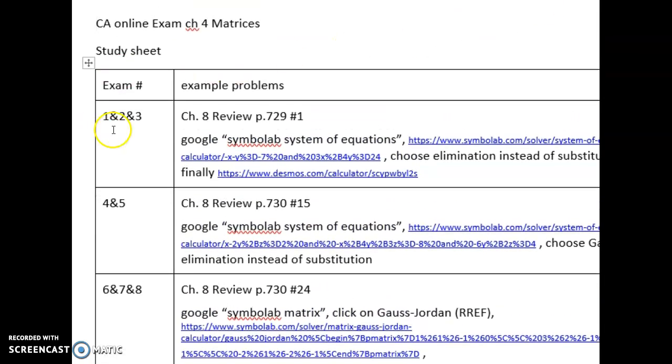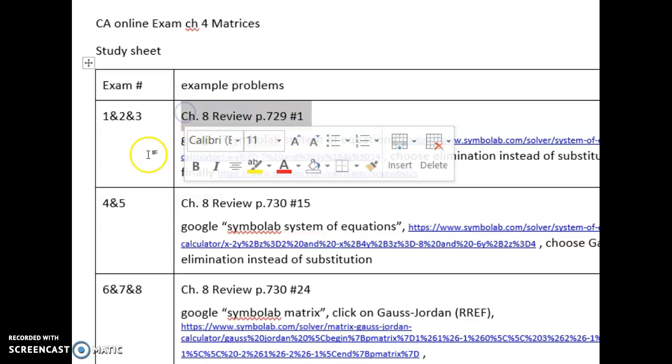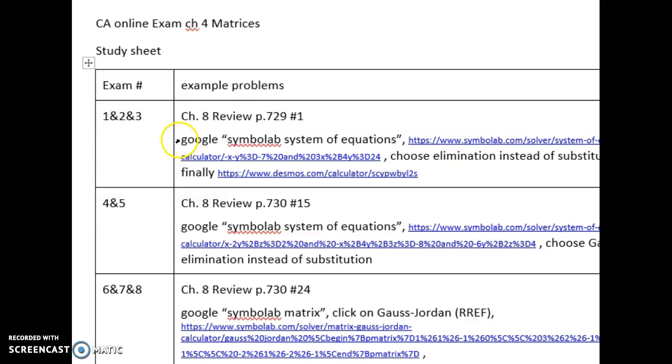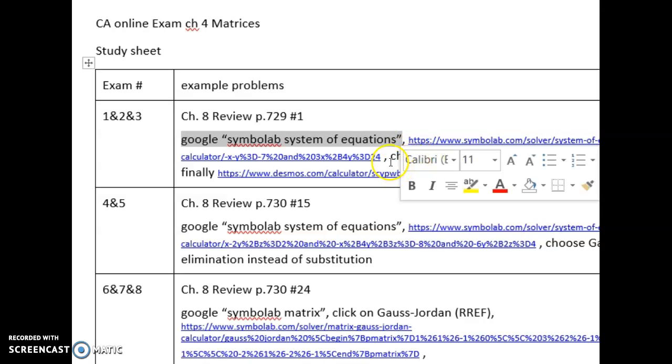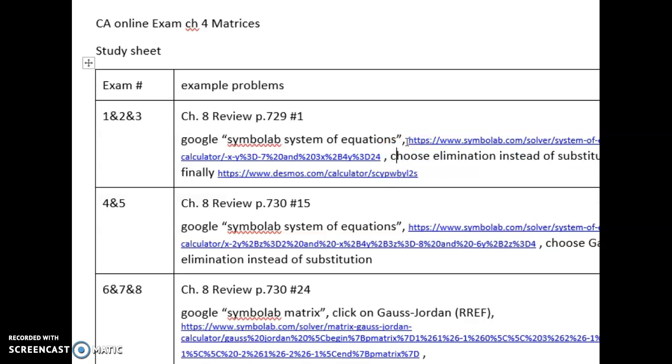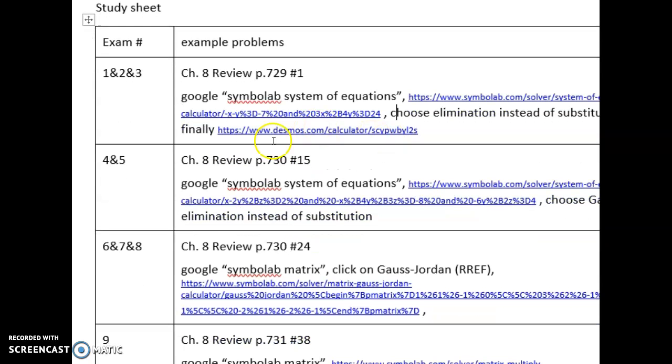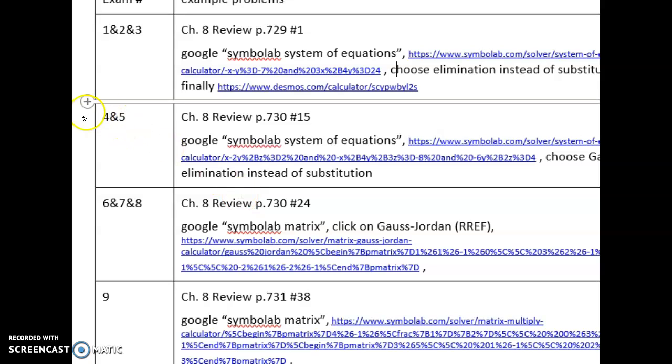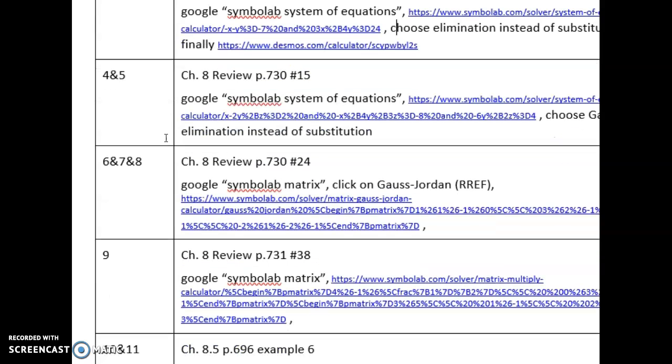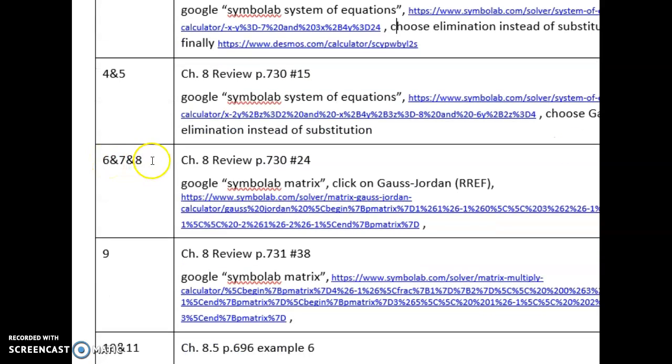Notice here I have problems 1, 2, 3. They go together on the exam, and then this is the example I will use from the book. And here I say when you do the problem yourself, the one from the exam, Google system of equations. This particular link right here is actually for this problem that I'm doing here on the study sheet. And then I have the next one. Again, 2 questions here. You remember these briefly described short answer questions. That's why there are usually 2 of these.